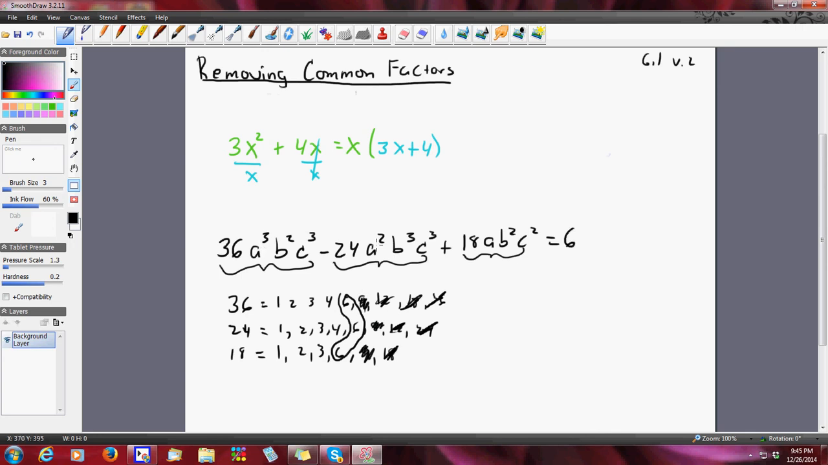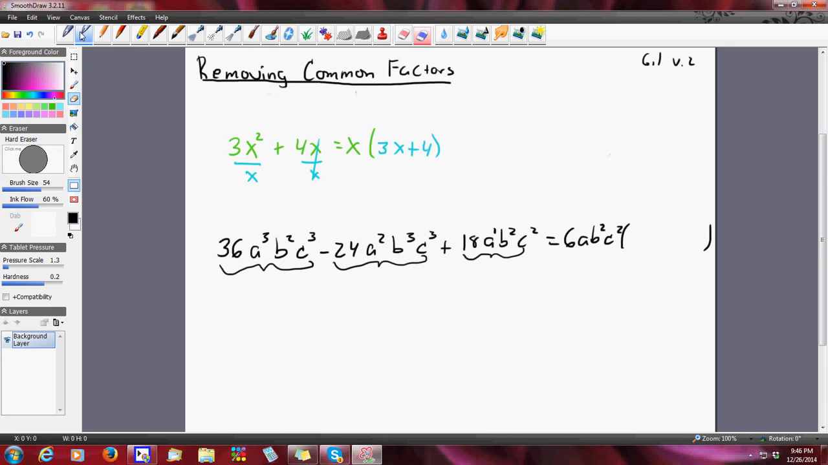But then look, I have a cubed, a squared, and a, so the greatest I can take out is just a. I have b squared, b cubed, and b squared, so I can remove b squared from all. Then I have c cubed, c cubed, and c squared, so I can remove c squared. Now here's where the division part comes in. 36 divided by 6 leaves me with 6. A cubed divided by a leaves me with a squared. B squared divided by b squared is 1, so I don't have to write it. C cubed divided by c squared leaves me with just c.